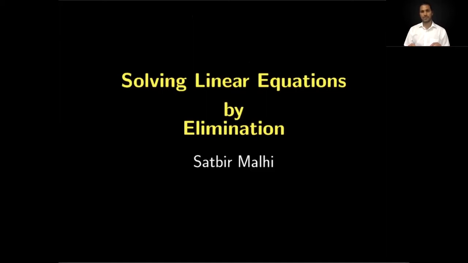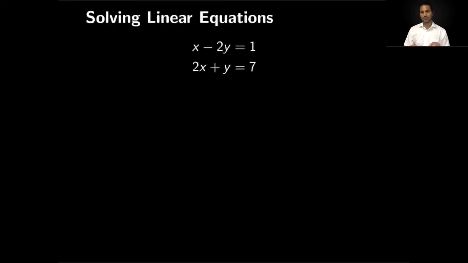The topic of our discussion in this video is solving linear equations by elimination. We will begin by solving this 2 by 2 system, which has two unknowns, x and y, and two equations: x minus 2y is equal to 1 and 2x plus y is equal to 7.